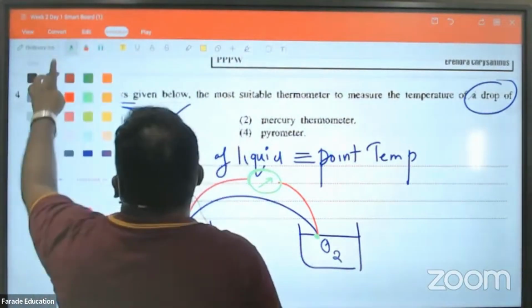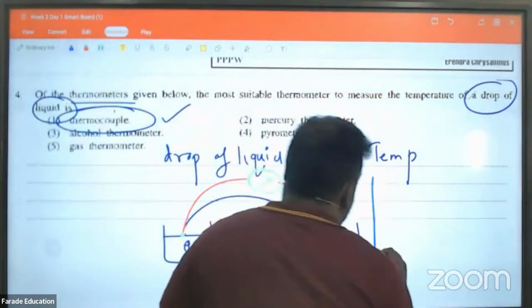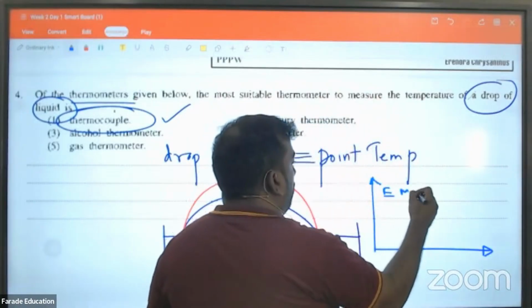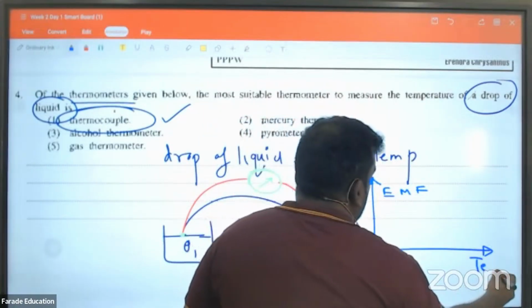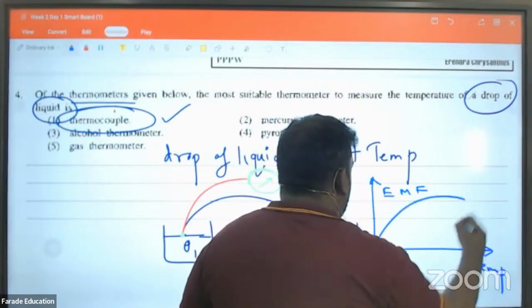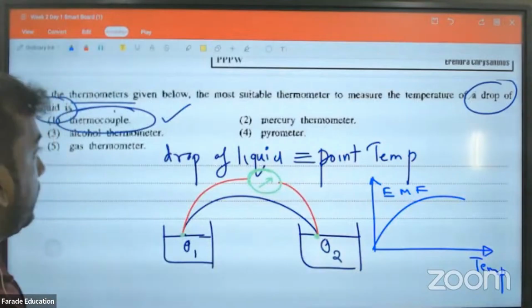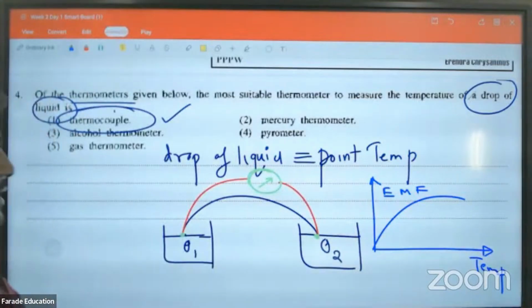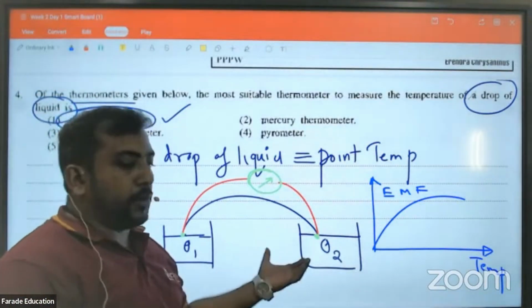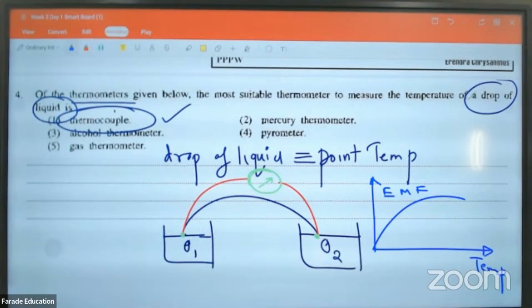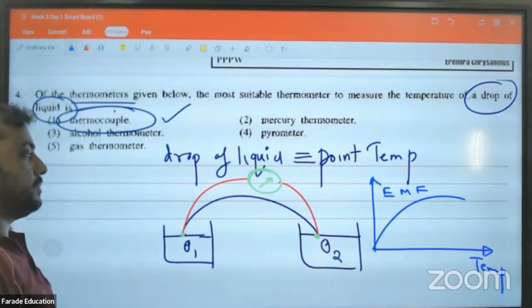If you draw the proper diagram here, EMF, electromotive force, against temperature, it's a curving graph like this. There's one sentence: as shown in the following figure.